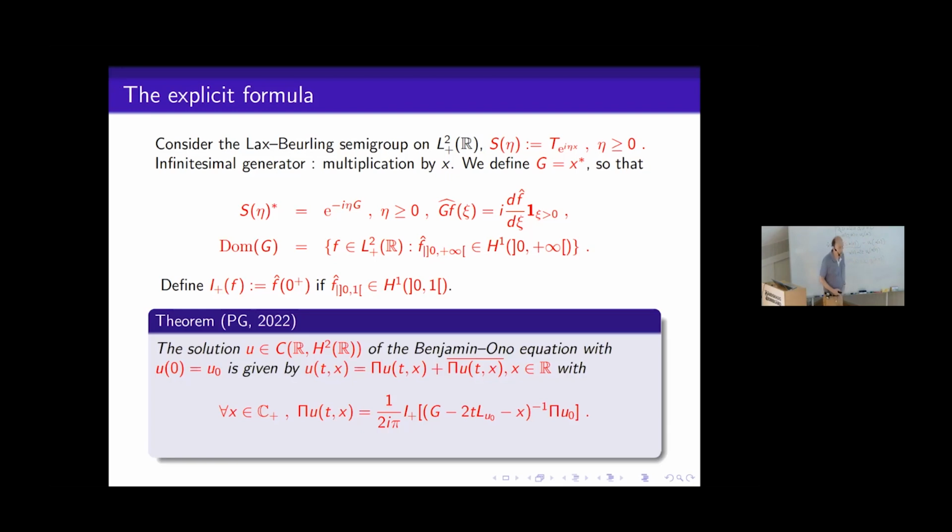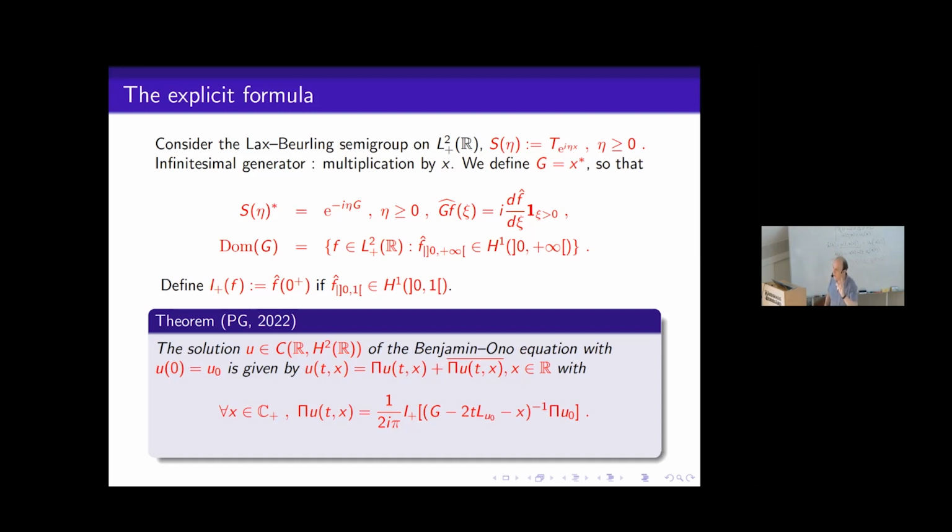And now the theorem is as follows. I pick any u0 in H2, say, as the Benjamin-Ono datum, and I look at the solution of the Benjamin-Ono equation. u0 is real valued, so u will be real valued. So I can always write u as twice the real part of its projection. That's easy. Now the problem is to characterize the projection.